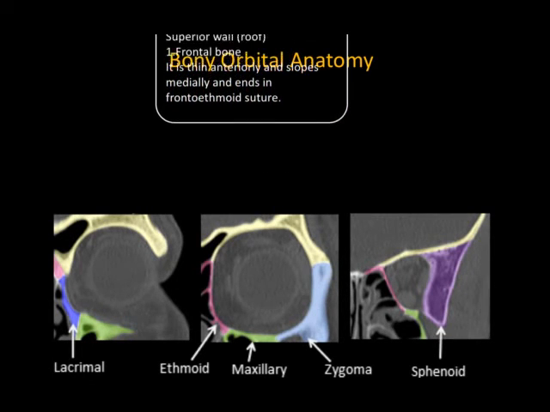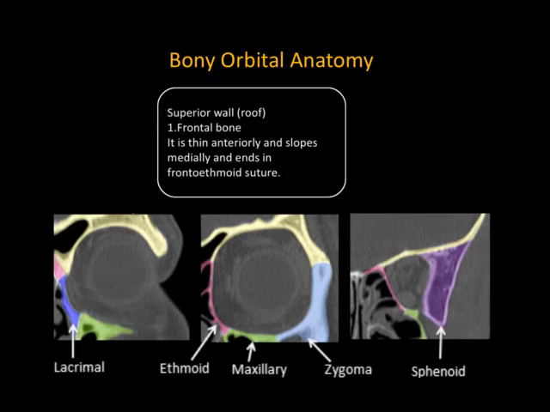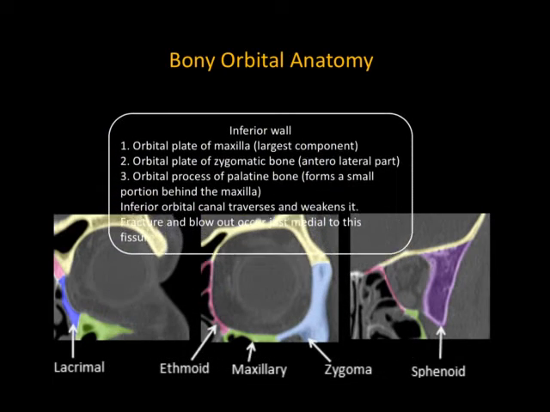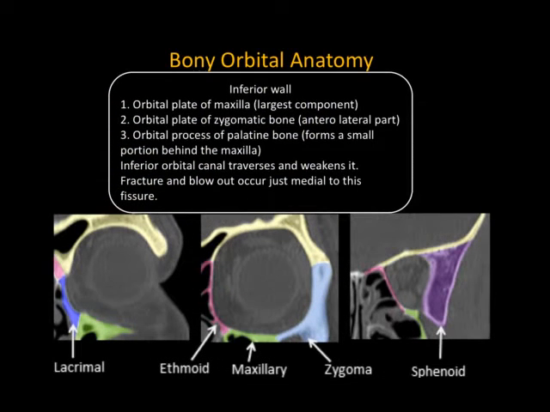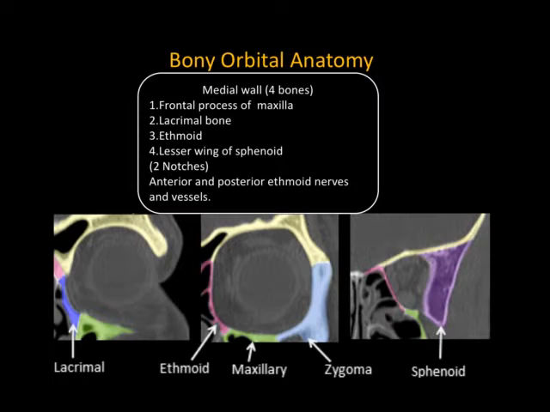Then the superior wall is formed mainly by the orbital plate of the frontal bone, which thins medially. Inferiorly, it is mainly formed by the orbital plate of the maxillary bone, and some contribution is by the zygomatic bone and the palatine bone posterior to the maxillary bone. And the medial wall is most important because it's the thinnest wall and it's vulnerable to traumatic injuries. So in the medial wall, we have the frontal process of maxilla, the lacrimal bone, and the ethmoid, and posteriorly is the lesser wing of sphenoid.